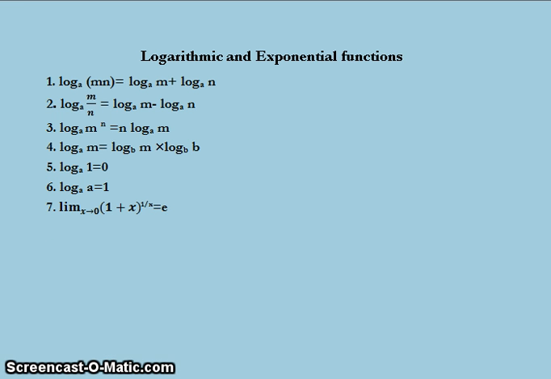The limit of (1 plus x) to power 1 by x as x tends to 0 is equal to e. The limit of (e to power x minus 1) divided by x as x tends to 0 is equal to 1. The limit of (a to power x minus 1) divided by x as x tends to 0 is equal to log of a with base e. Now here, if no base is mentioned, then it will be understood that the base is e.